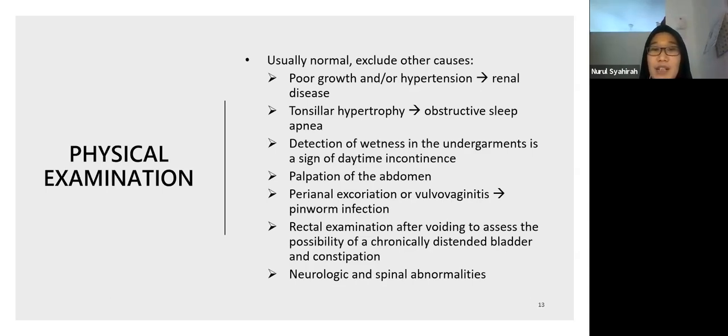Okay, and then perianal exploration, as vulvovaginitis can be caused by pinworm infection. We can also do a rectal examination after voiding in order to assess the possibility of a chronically distended bladder and constipation. We must also look for any neurologic and spinal abnormalities that can cause enuresis.